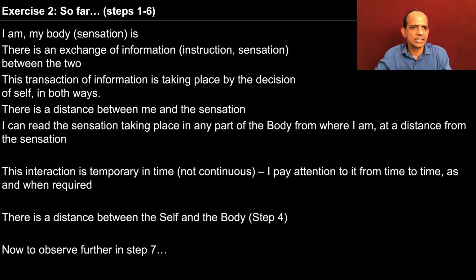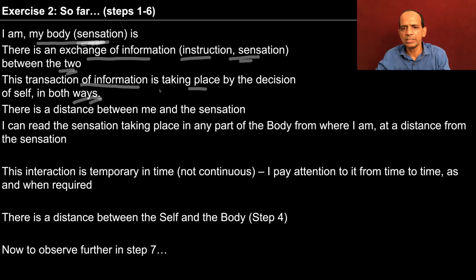So far, let us recap what we have discussed. So in step one, we discussed that I am there and my body is there, and I'm able to get to know about my body through sensation. There is an exchange of information: I am sending instruction to the body and reading sensation from the body. So these are taking place between the self and the body. And the transaction of information is taking place by the decision of the self in both the ways, whether I instruct the body or I read the sensations from the body.